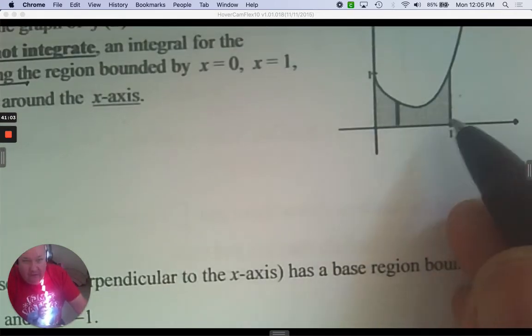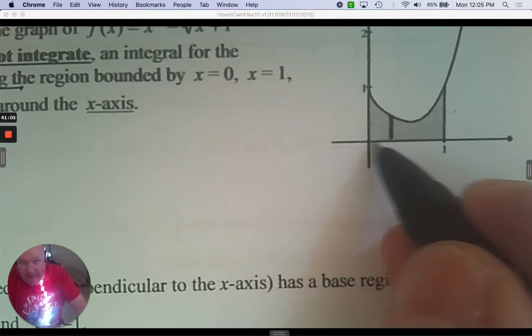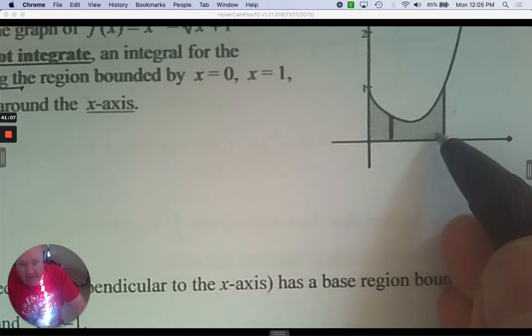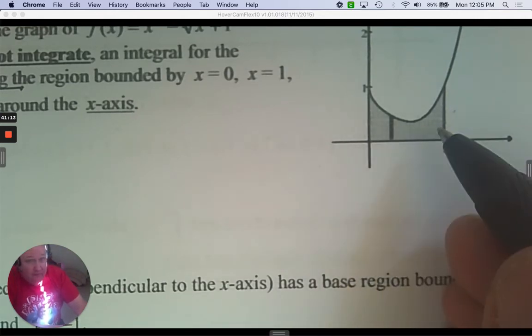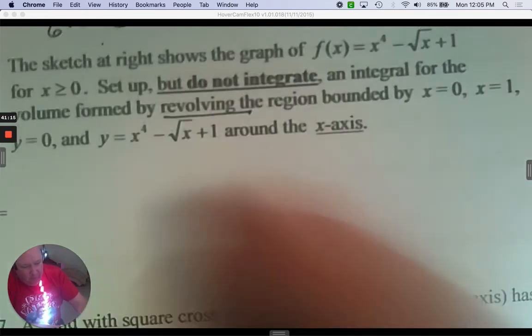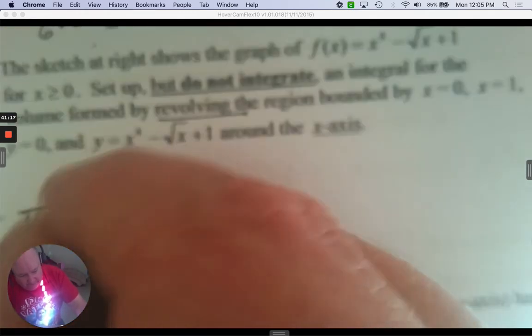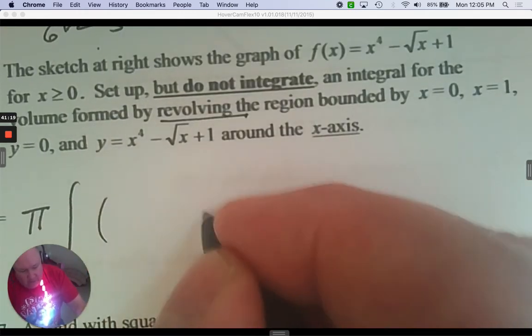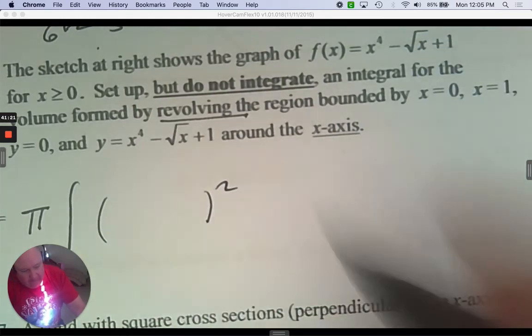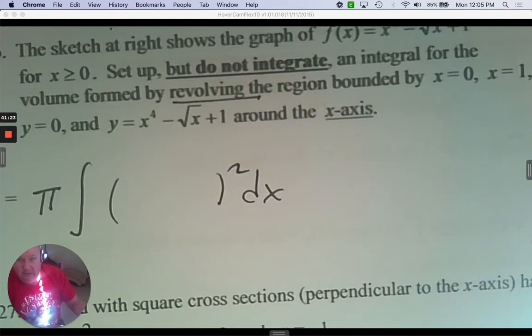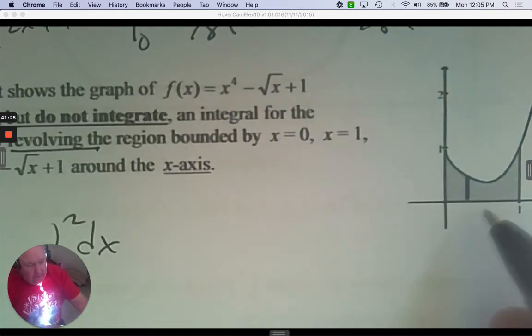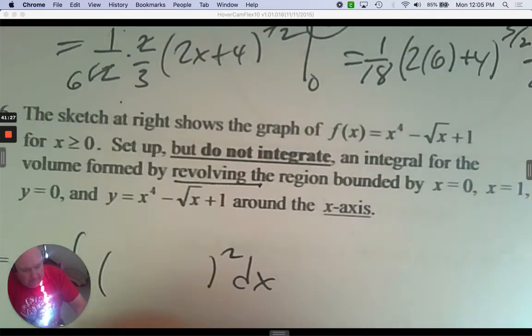So is this a disk or is this a washer? The x-axis is touching the line of revolution all the way through the interval. So therefore it's a disk. And there's only one circle. So what's the setup? Pi r squared. And it's around the x-axis, so it's dx. What are the limits? It goes from 0 to 1.